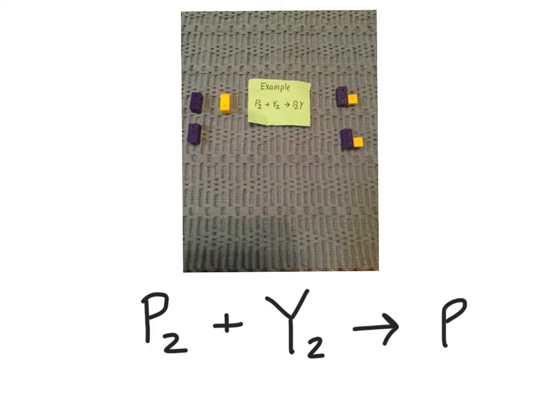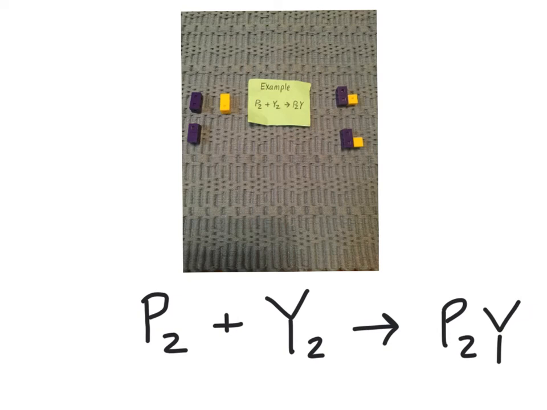If I go back to my skeleton equation, which was P2 plus Y2 yields P2Y, I'm going to use that as the basis for writing my balanced chemical equation. On your worksheet or on your notebook paper, start by writing your skeleton equation. Then you look at what you built and you fill in with coefficients based on how many sets of each formula you have in your model.